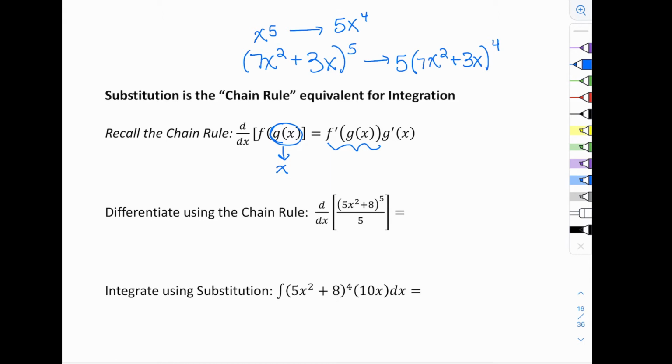And I should mention here that what I was labeling as this inside part is the g of x, and the outside part, in this case, is x to the fifth, or something raised to the fifth power. The chain rule says, though, that once you do that, when you're dealing with the inside part being more complicated than just an x, you have to multiply by the derivative of that part. So the derivative of g of x.